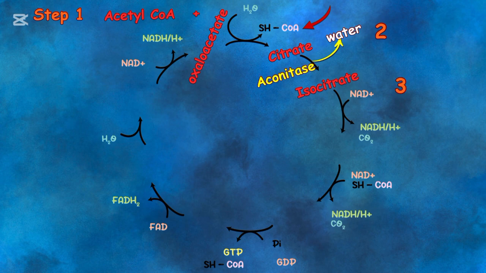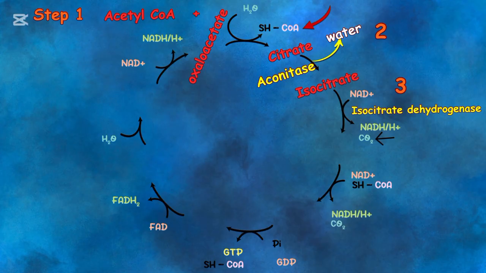In step 3, isocitrate is oxidized, releasing a molecule of carbon dioxide. Simultaneously, NAD+ is reduced to NADH. This is a rate-limiting step of the cycle and is catalyzed by the enzyme isocitrate dehydrogenase.